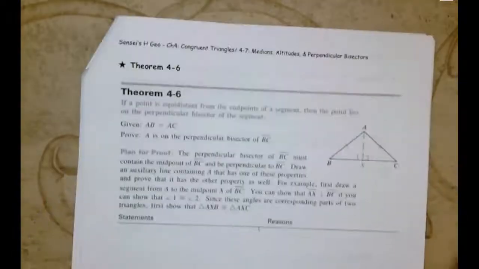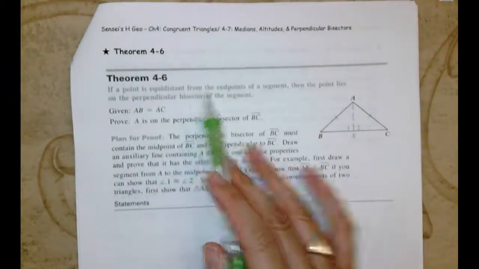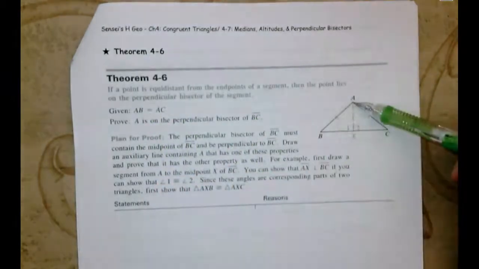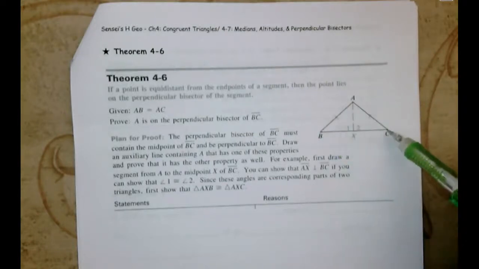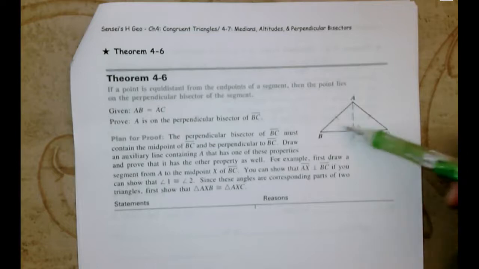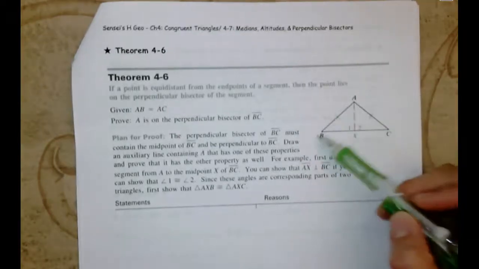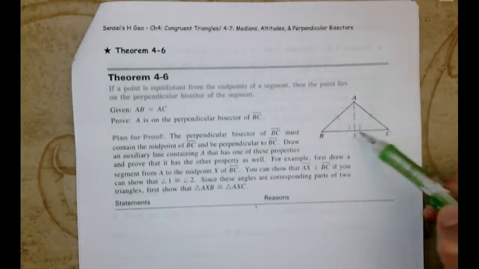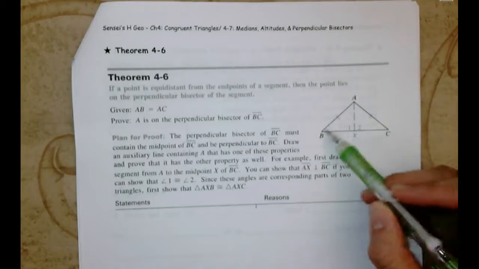And this is the converse. Okay, so if a point is equidistant from the endpoints of a segment, so let's say this is a random point, but if this happened to be equidistant from the two endpoints of the segment, then this point is going to be on the perpendicular bisector of that segment. That's what this is saying. So if AB equals AC, then this line has to be a perpendicular bisector of BC.